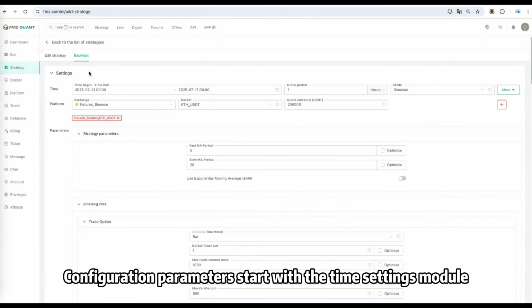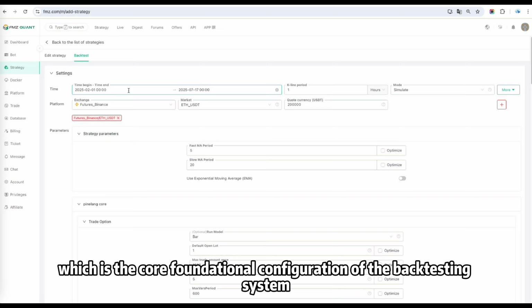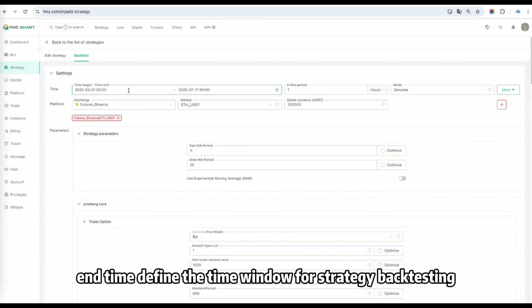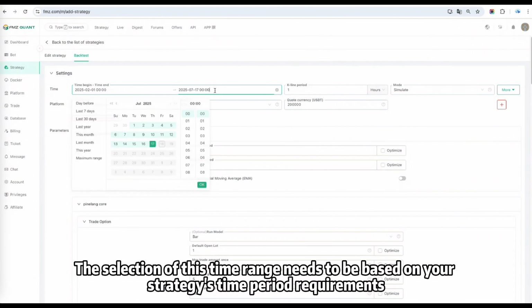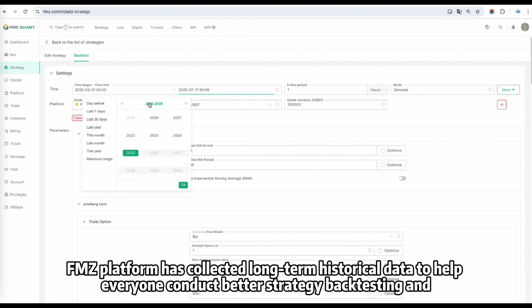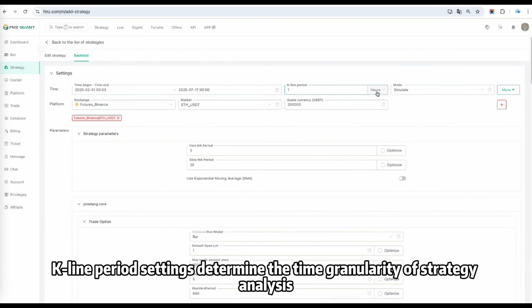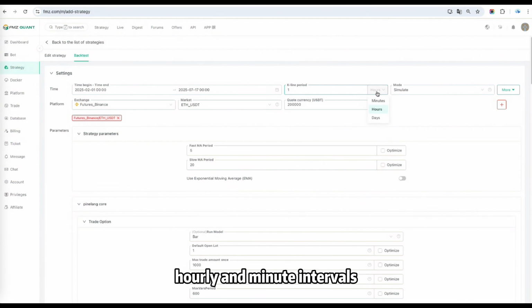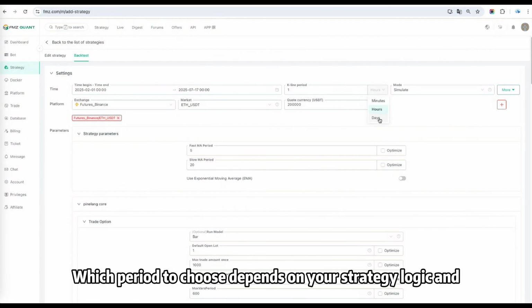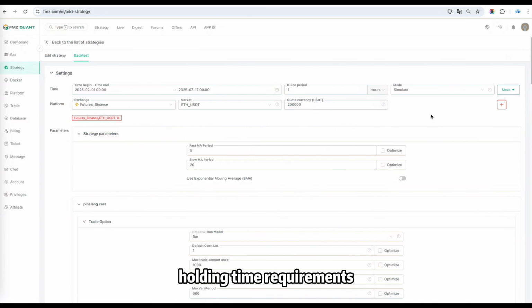Configuration parameters start with the time settings module, which is the core foundational configuration of the backtesting system. Start time and end time define the time window for strategy backtesting. The selection of this time range needs to be based on your strategy's time period requirements. Inventor platform has collected long-term historical data to help everyone conduct better strategy backtesting and validation. K-line period settings determine the time granularity of strategy analysis, supporting daily, hourly, and minute intervals. Which period to choose depends on your strategy logic and holding time requirements.